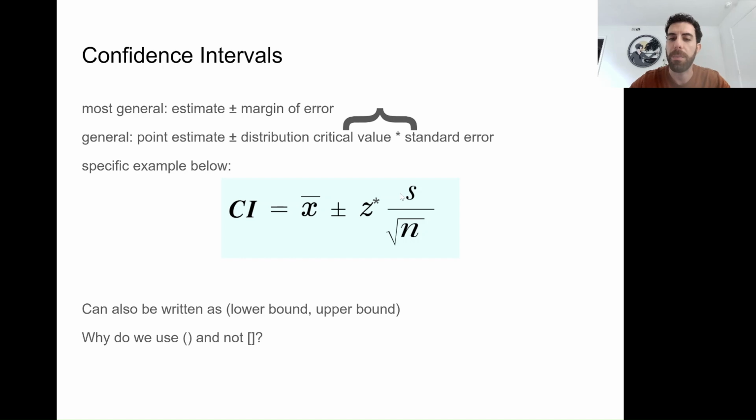So you could also think about this as the square root of the variance over n, or you could write it in this format. You'll get the same answer either way. And instead of writing it as your estimator plus or minus some margin of error, you could also write it in parentheses where you state the lower bound and then the upper bound. And I want you to take a minute to think about why we might use these standard parentheses as opposed to the square brackets when we write the confidence interval.